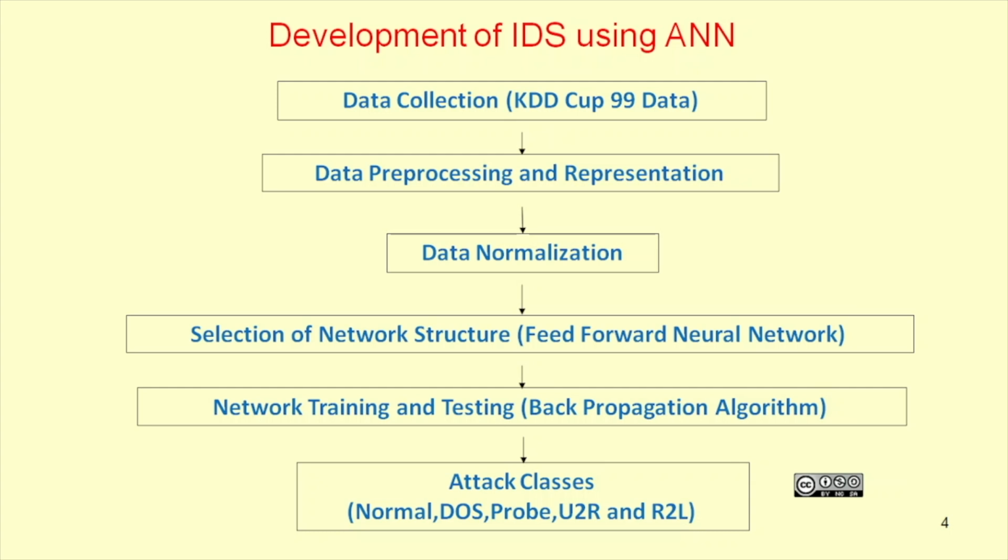After doing the training as well as the testing, finally the task is to display the results according to the categories available in it. The categories available are denial of service, probe, user to root, that is U2R, root to local, that is R2L, and in general normal data. So, this is the complete flow of development of an IDS, intrusion detection system, using a back propagation neural network, or in general called an artificial neural network.